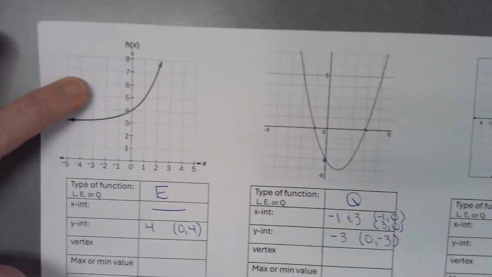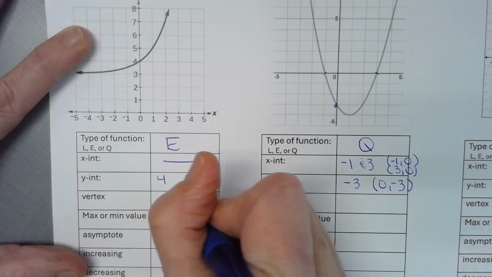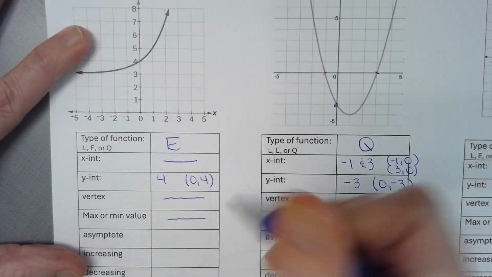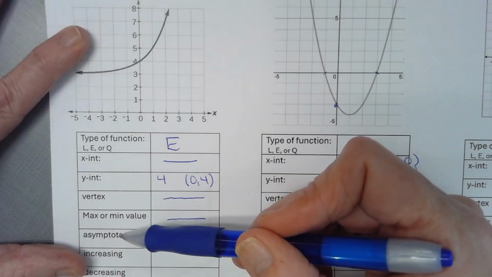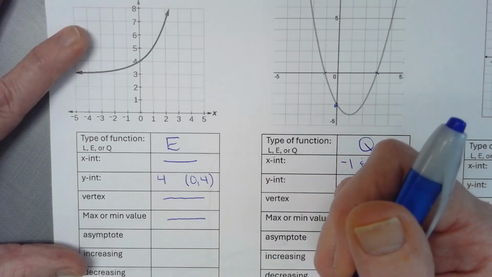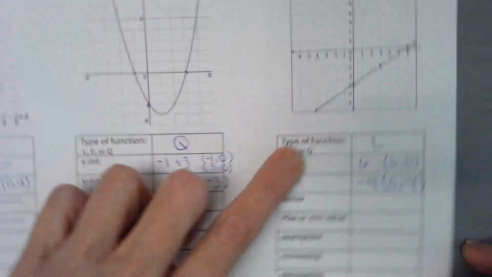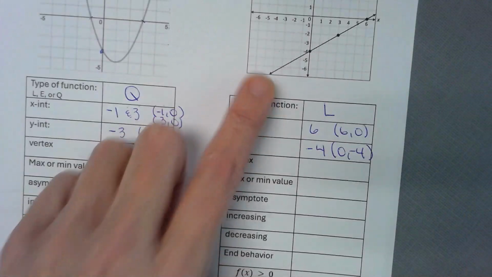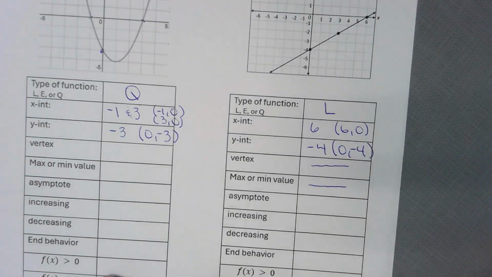Okay. Exponential model does not have a vertex, does not have a maximum and minimum. Y'all, you have to have a vertex in order to have a maximum and a minimum value. You've got to have a vertex, okay? This has no vertex, okay? Linear has no vertex. Therefore, there is no maximum or minimum value.